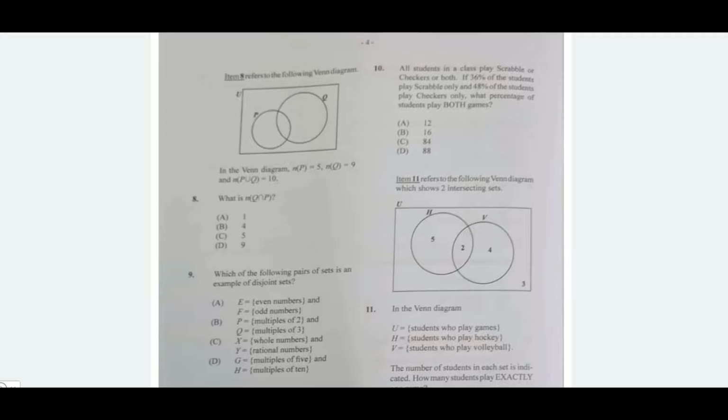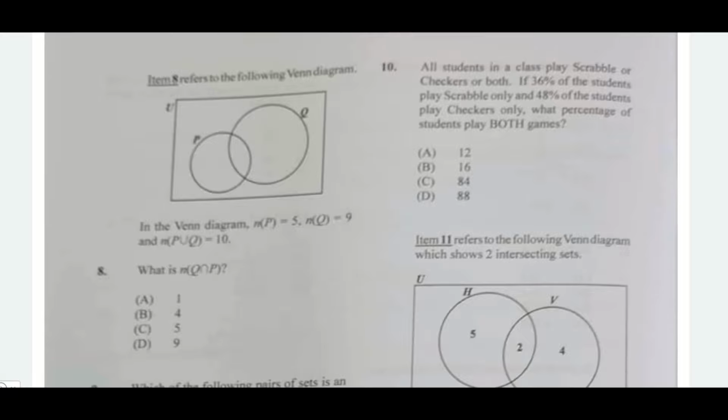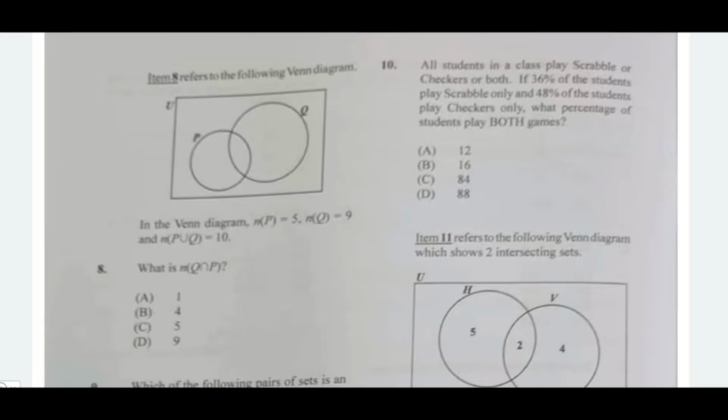Alright, item 8. Let's zoom in a bit. So item 8 refers to the following Venn diagram. In the Venn diagram, the number of elements in P is equal to 5. The number of Q is 9, and the number of P union Q is 10. So what is the number of elements in Q intersect P?